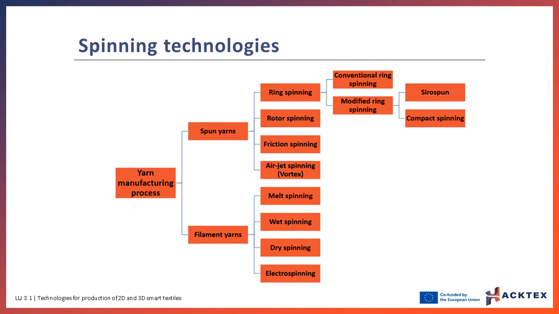In open-end technologies, rotor spinning and friction spinning, the drafted fibers are collected by the tail end of a seed yarn. In air-jet spinning machines, a vortex created by 1 or 2 nozzles twists the fibers into yarns. Melt spinning is the most common technology to manufacture filament yarns, by extruding the melted polymers. In wet spinning, the polymers are dissolved in solution, while for dry spinning, they coagulate after solvent evaporation. Electrospinning is a technology with high potential for smart textiles.